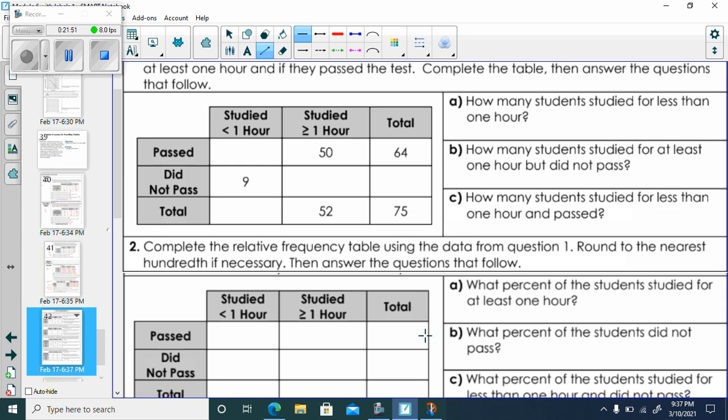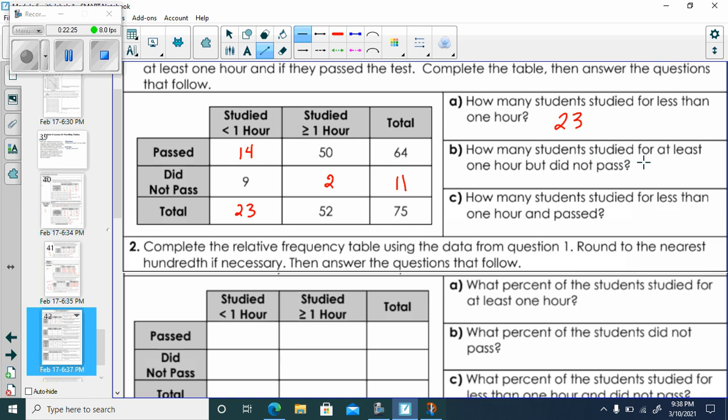75 minus 64 would give us 11, all right? We know these two have to add up to 52, so 52 minus 50 gives me 2, all right? We know these two have to add up to that, so 64 minus 50 would give me 14. And we know these two have to add up to give us this total. 14 plus 9 is 23. Okay, about how many students studied for less than 1 hour? Studied less than 1 hour. That would be 23 students.